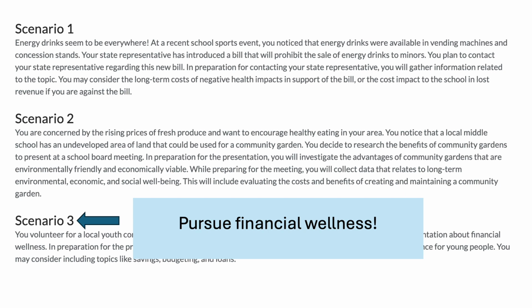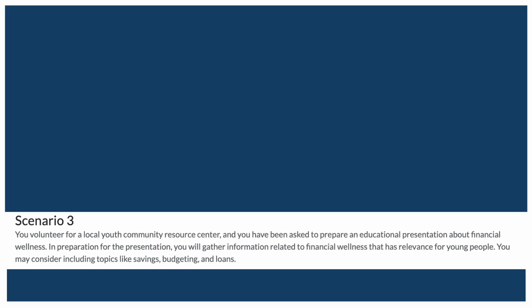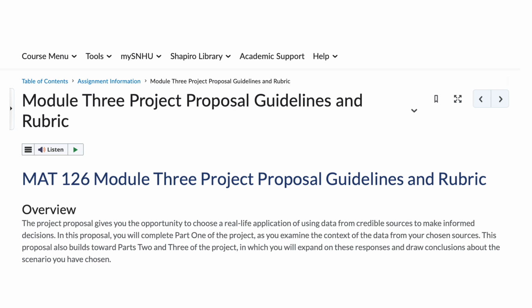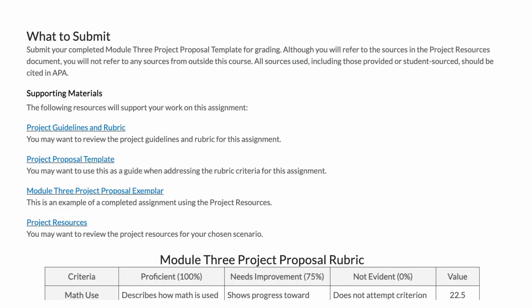Once you've chosen your scenario, you're locked into it for the remainder of the course. It's used in all of the major assignments, which include the Module 3 project proposal, the Module 5 project draft, and the Module 7 project final draft. Once you select your scenario, navigate back to the Module 3 project proposal guidelines, and then scroll down again to the section titled Supporting Materials.